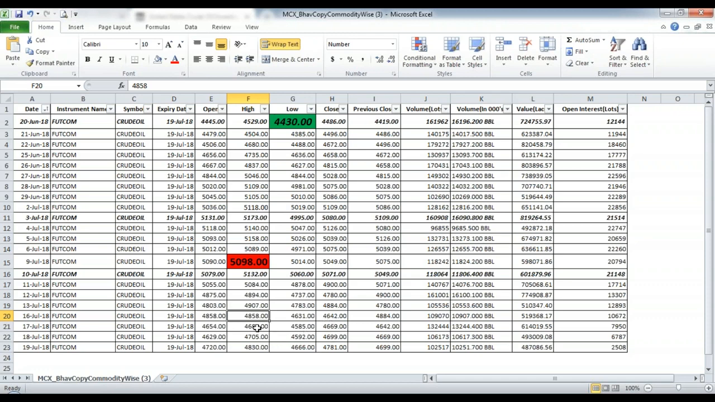And the next day again, it reduced open interest. So did it go below the low? The answer is yes. Did it come back and close above the low? The answer is again yes. So it is forming a support at 4631.